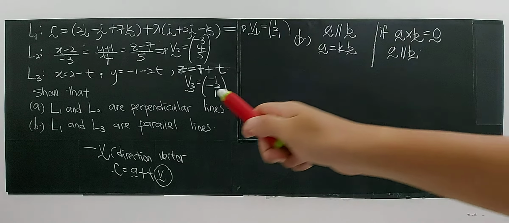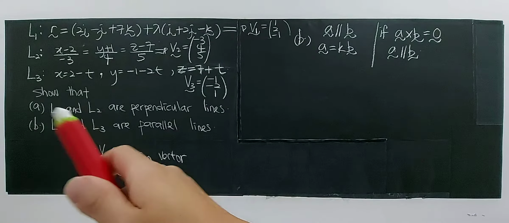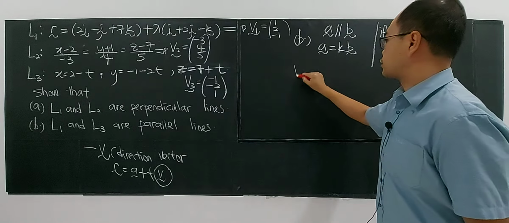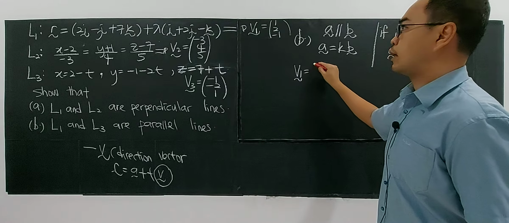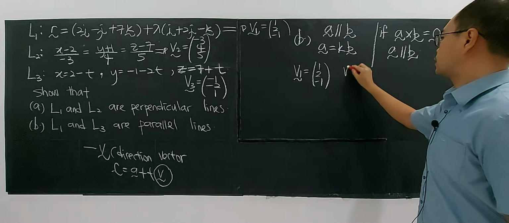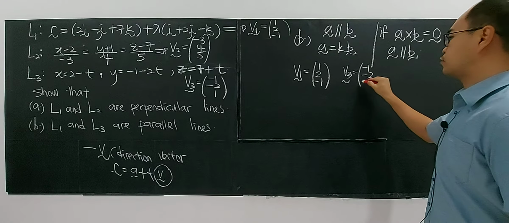For these two methods, either one will be okay, but usually the first is recommended because it's a lot easier. So now between line 1 and line 3, we need the direction vector for both lines. The direction vector for line 1 is (1, 2, -1), and for line 3 it is (-1, -2, 1).